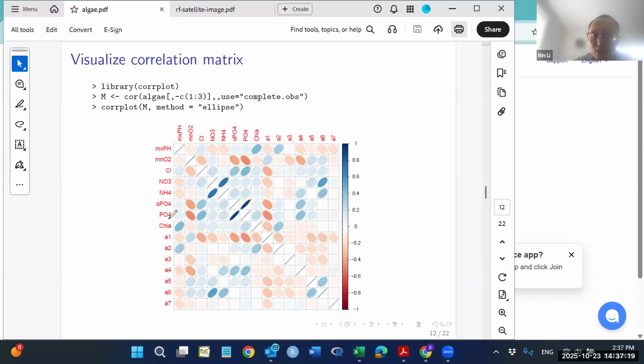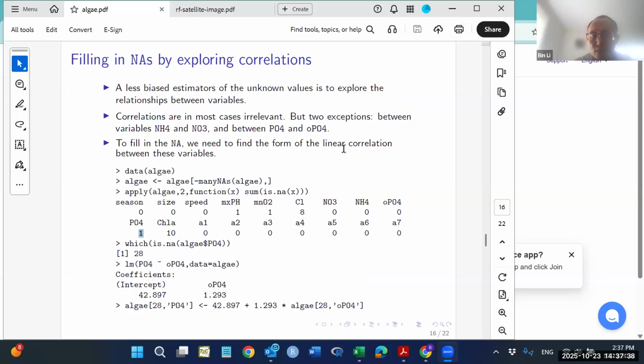So if we have a missing value on the PO4, but we do find a variable which is highly correlated with PO4, how about we use that information to help us impute, to get a good guess for the PO4 for that missing value. Does that make sense? So that can also be used. So here I'm fitting a simple linear regression using the oPO4 to predict the PO4.